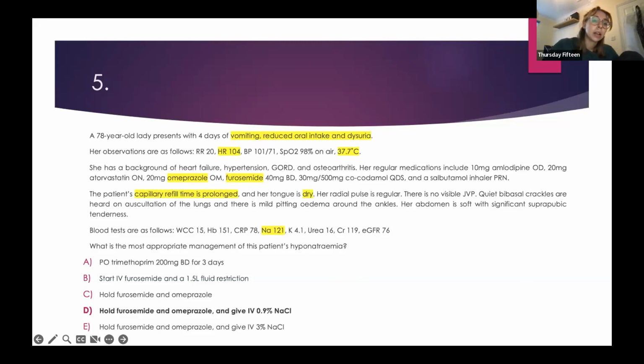So her blood pressure is a little bit low, she's a bit tachycardic, she's got dry mucous membranes. So actually this patient's probably quite dehydrated, especially given her history of vomiting, reduced oral intake and dysuria. She's also biochemically dry, so she's got a high urea and a high Hb, and those two things are clues. So her hyponatremia is likely hypovolemic hyponatremia. So C, holding the causative meds might help as well, but it doesn't rehydrate the patient. So you need to hold those meds and give her fluids.